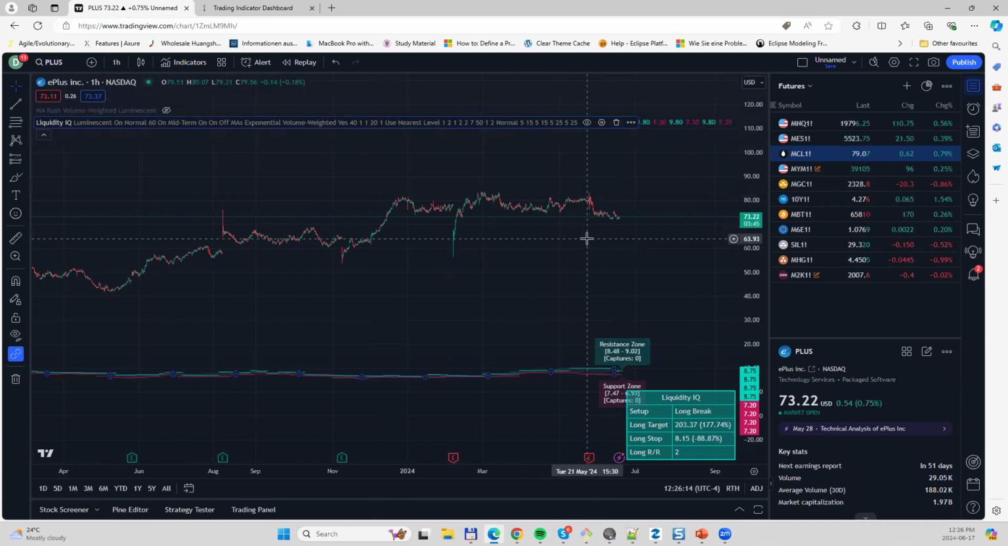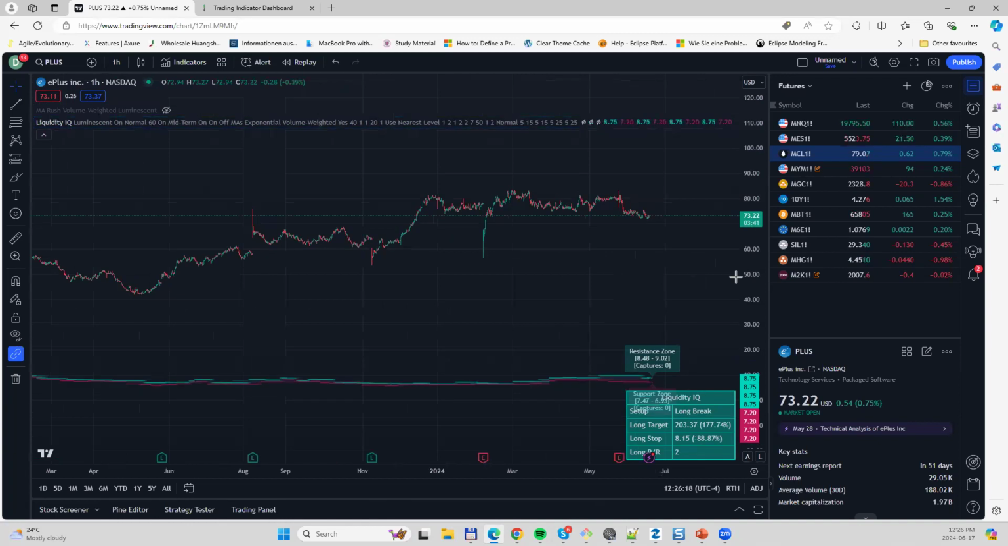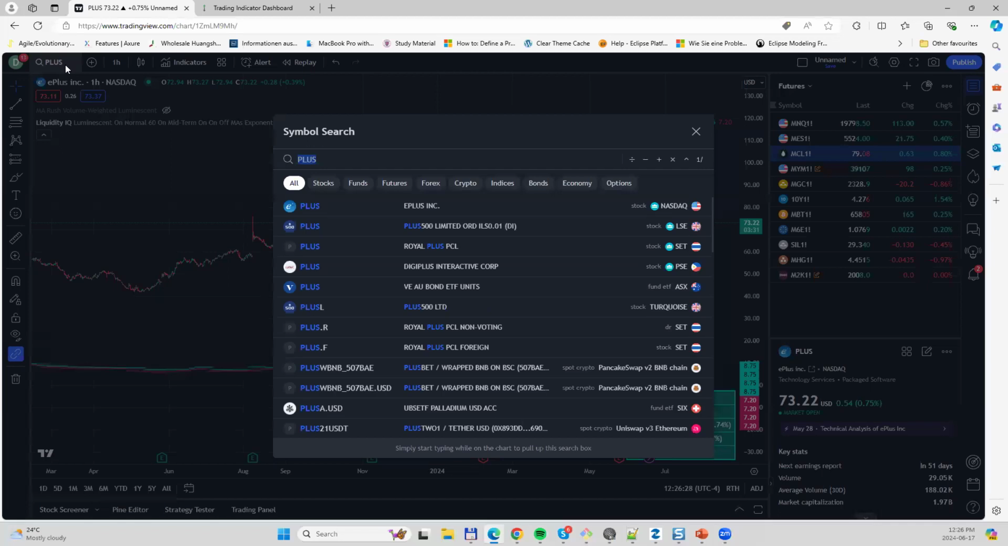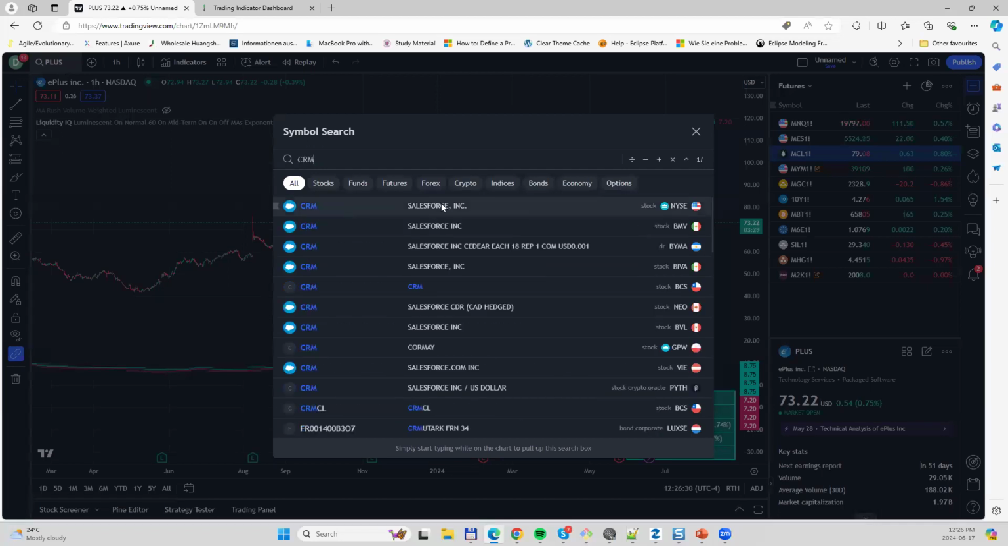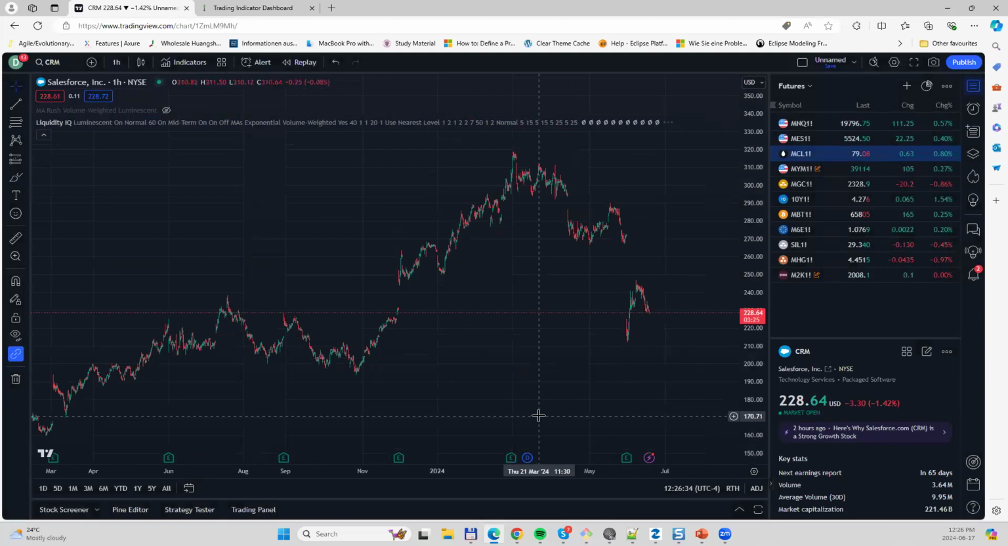This just happened to be one of them. This is not calculated properly. This is a TradingView glitch, only related to TradingView. So I'm going to move on from this symbol. Maybe I'm going to come back to this one a bit later. So let me go to CRM, another symbol that was requested, Salesforce. All right, so with any luck, now we're going to have a proper calculation.